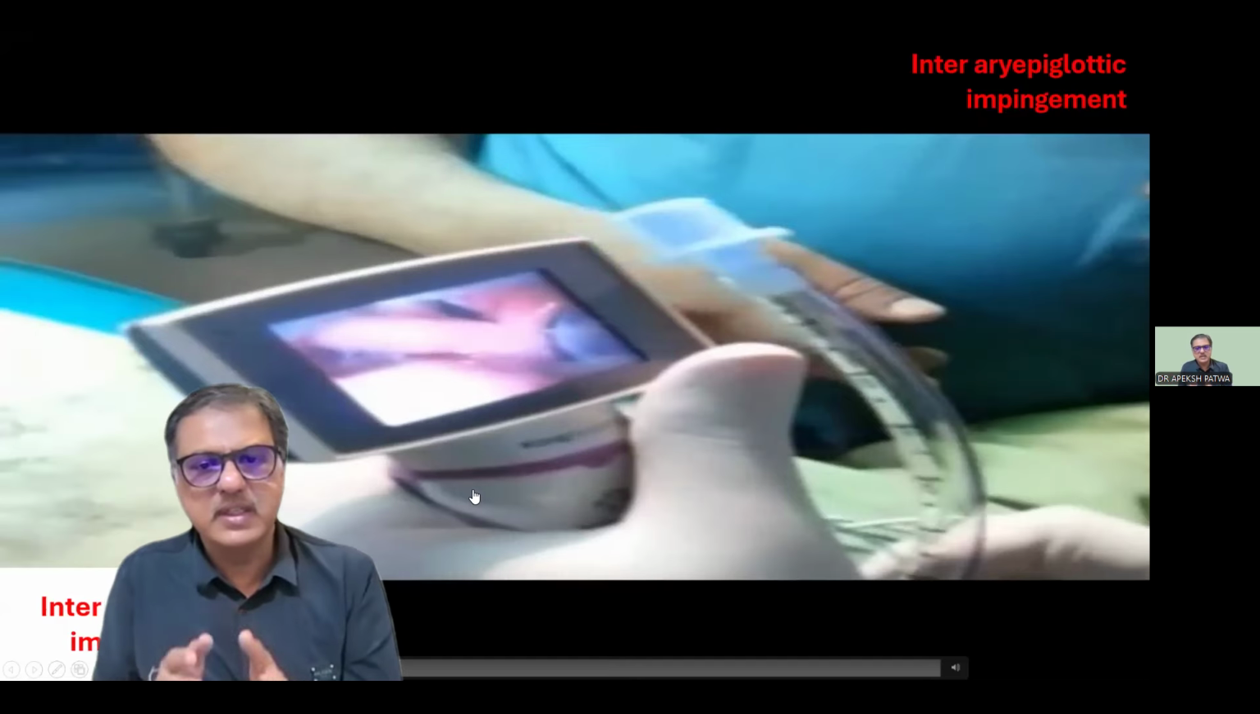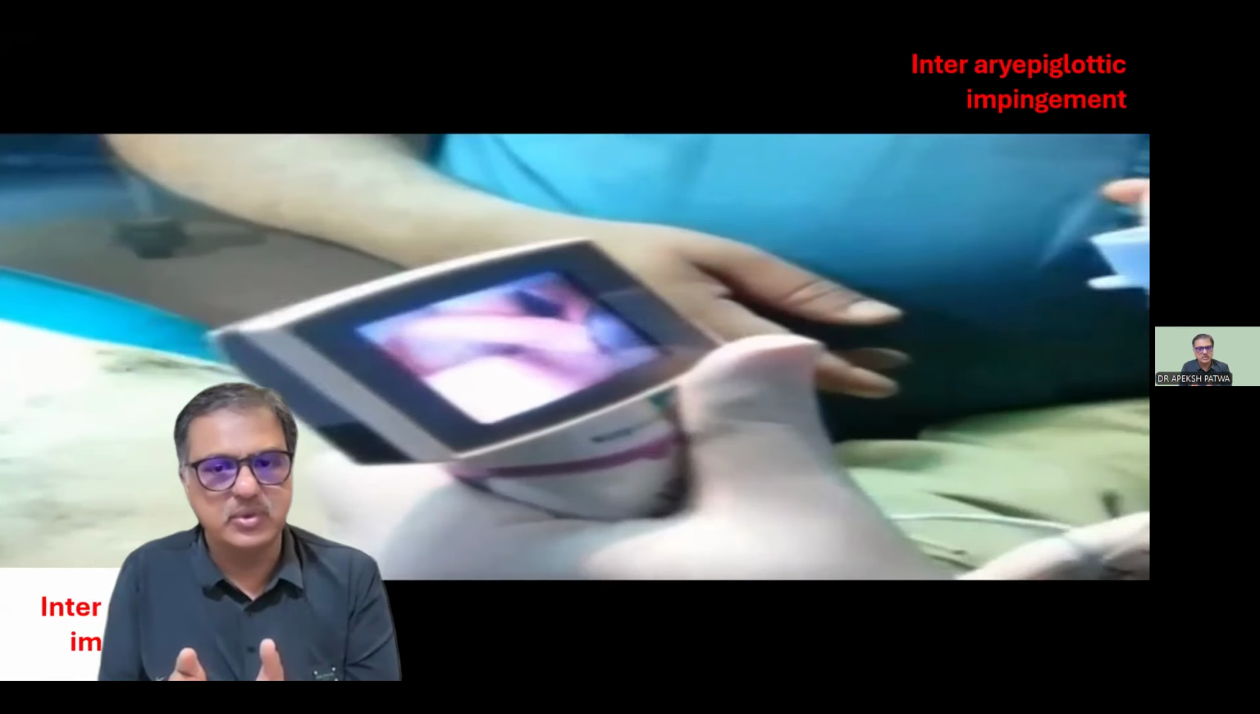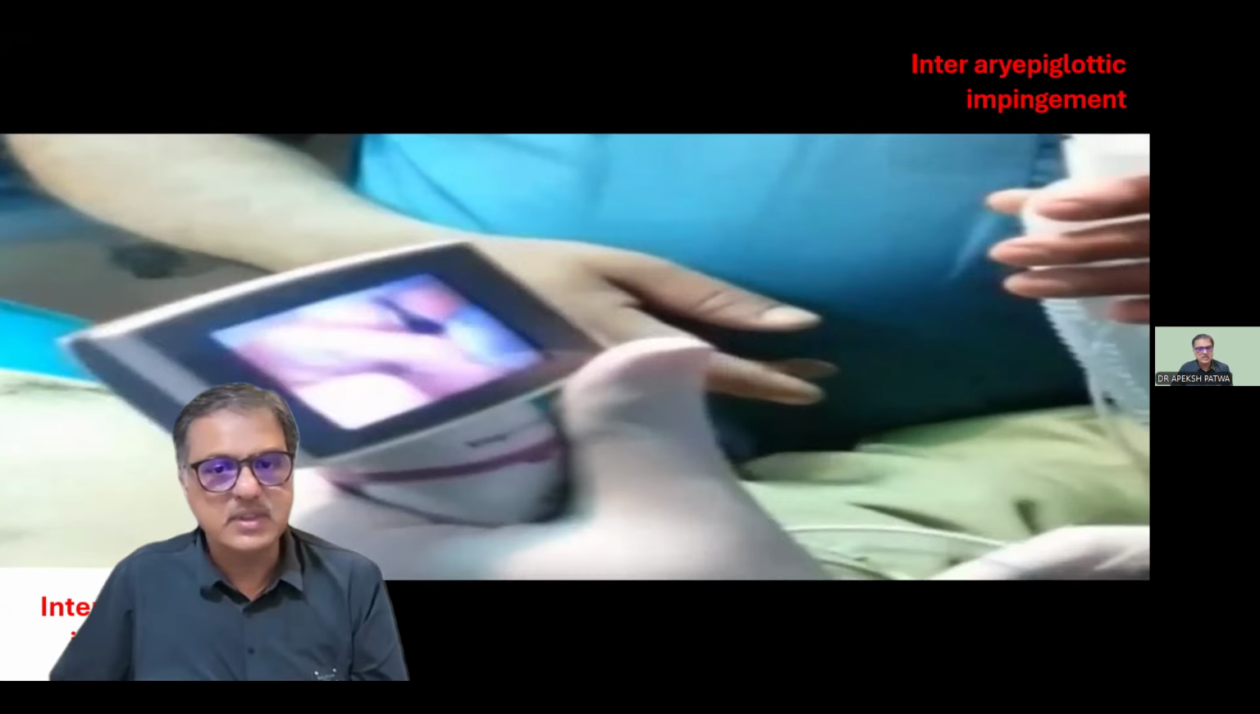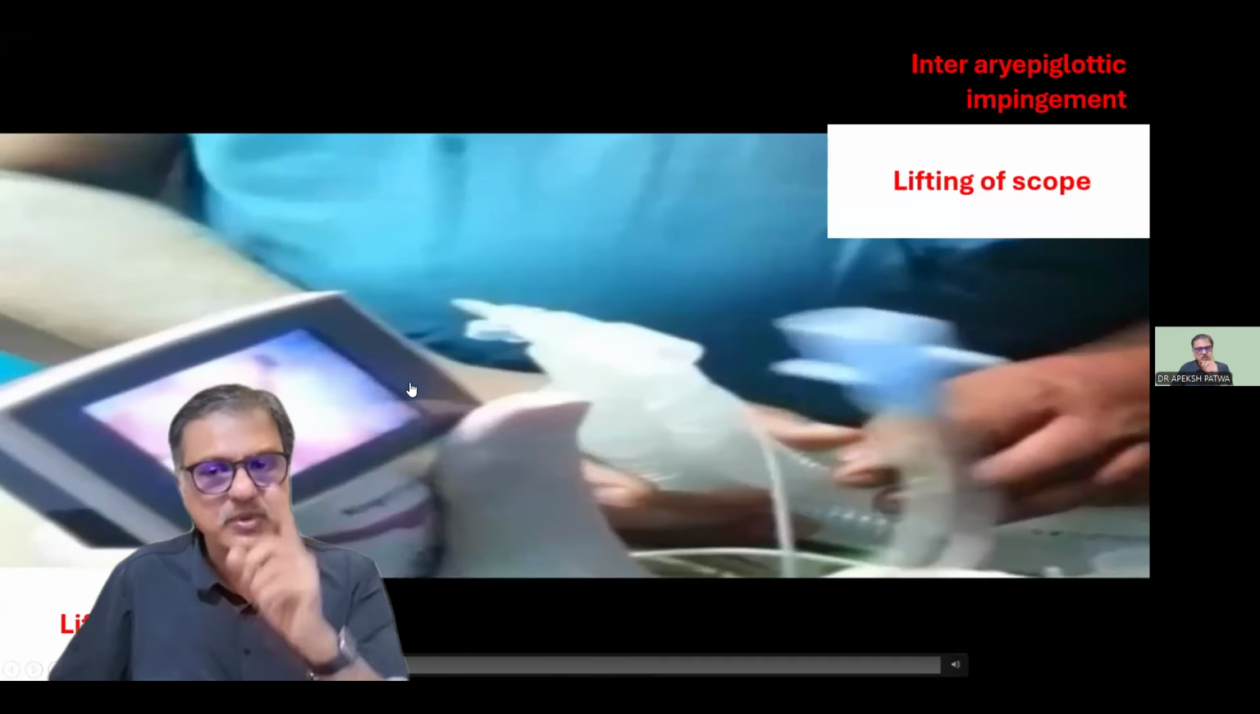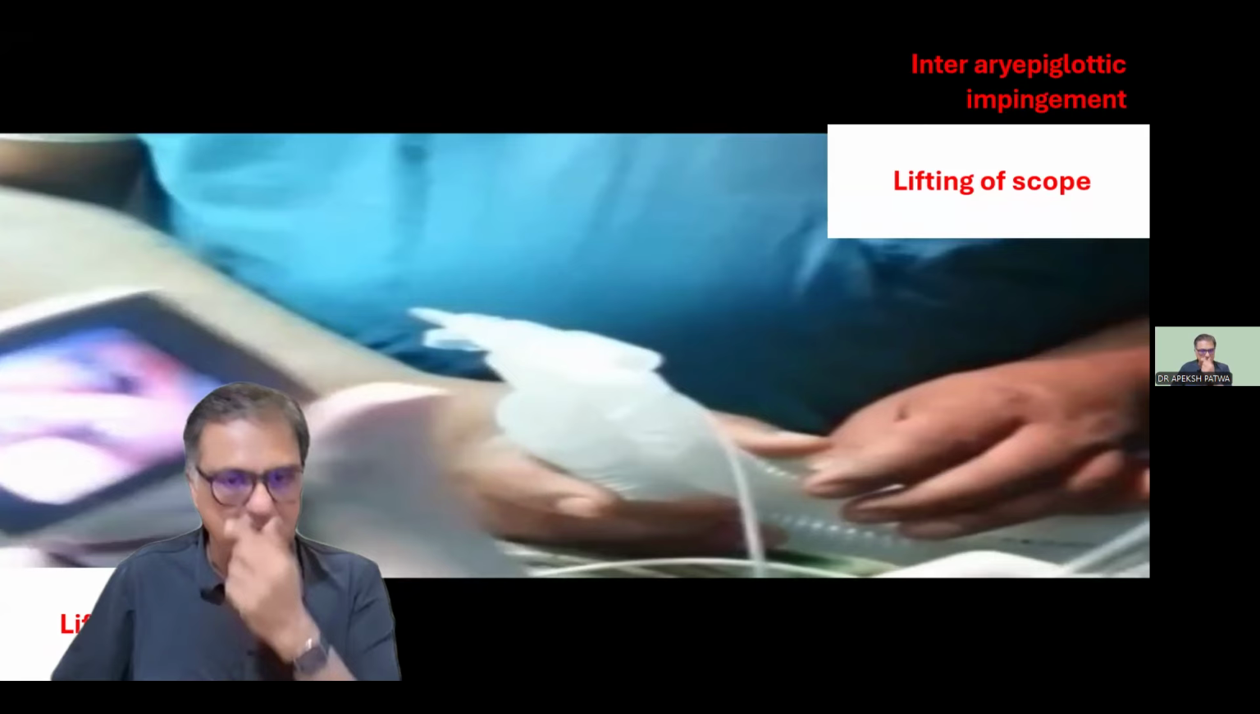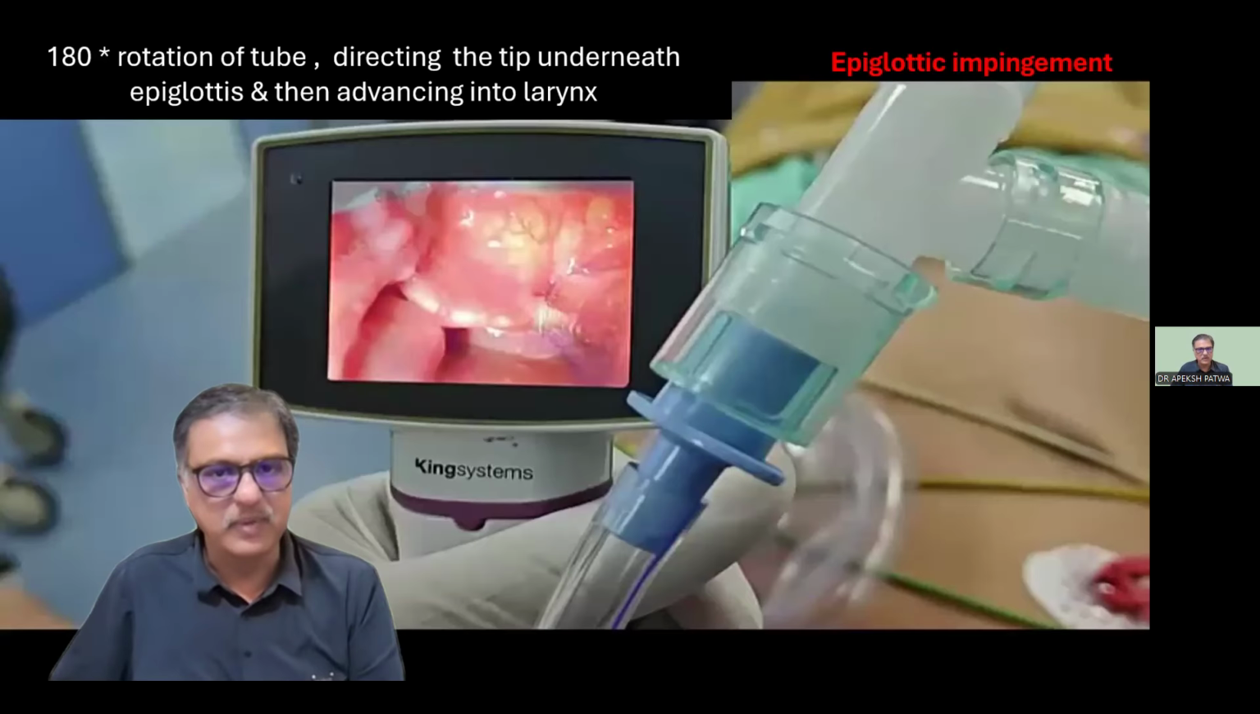Many times your tube is getting impinged at the interarytenoid tissue. What to do? In such a case, just lift up the scope skyward. You'll be able to overcome this problem.